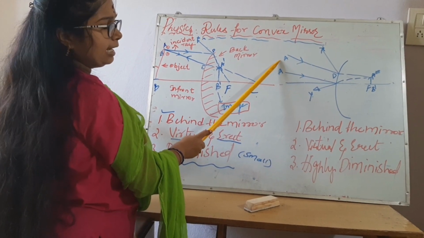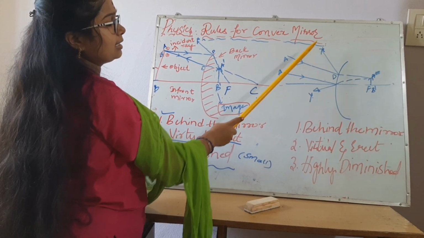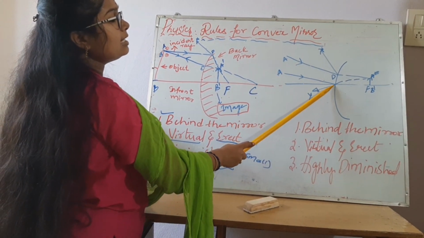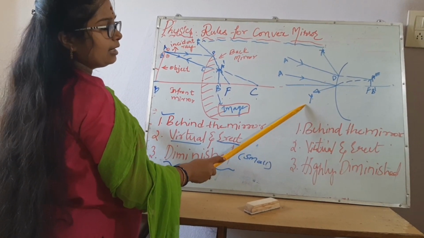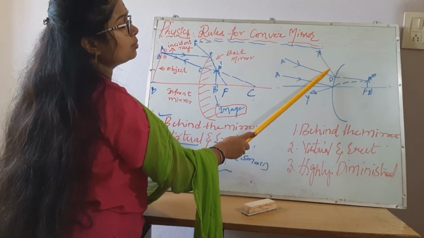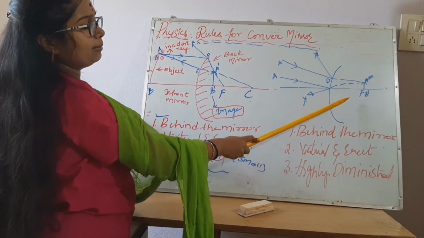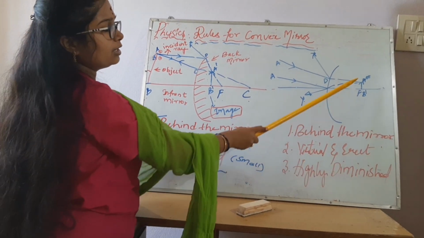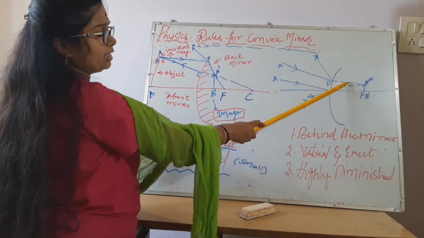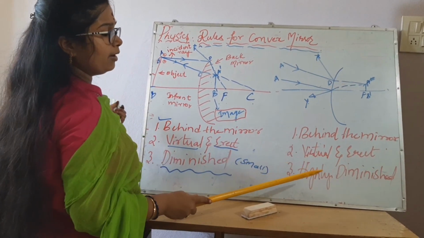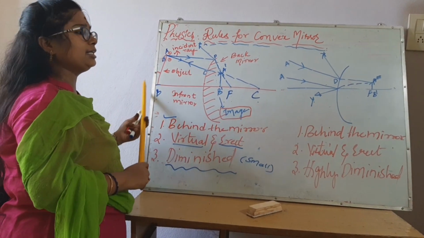So ray A is meeting the mirror at D and reflecting back at X. Ray A is reflecting back with the same angle Y here. Okay. And next, these two reflected rays are meeting here. So here, behind the mirror, the image is formed. Virtual and erect. Virtual means the rays are not meeting really, we are making them meet. It is a virtual image, and an erect image is formed. A highly diminished, very small image is formed.